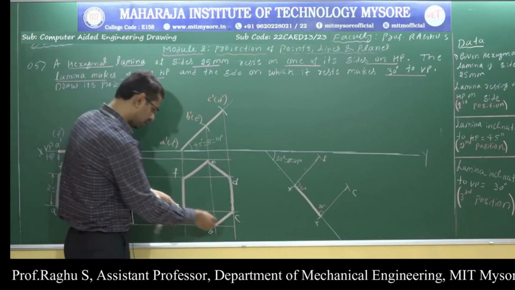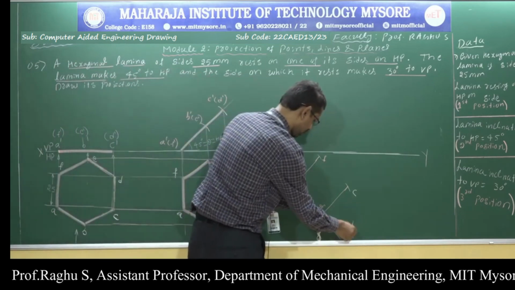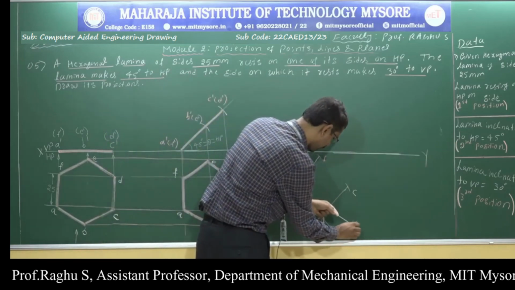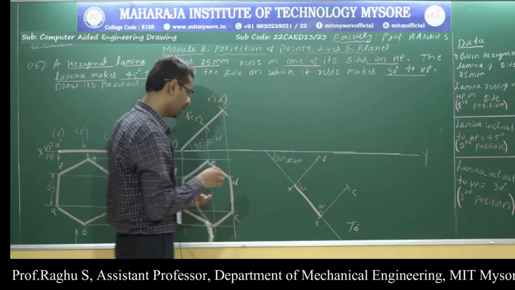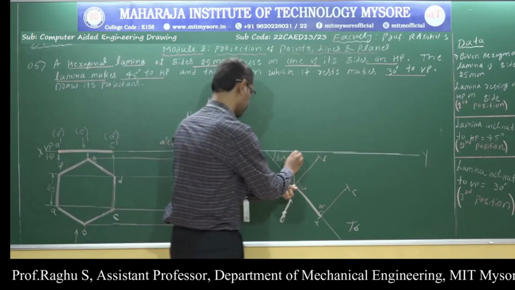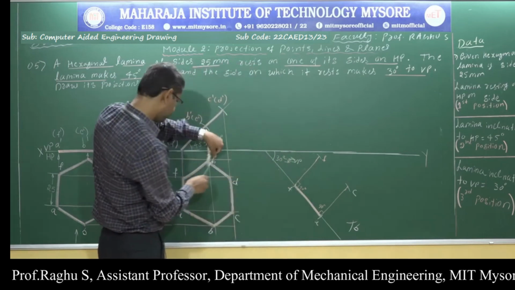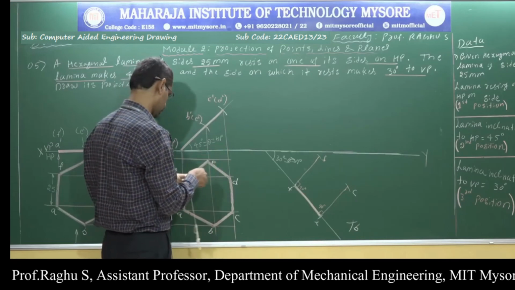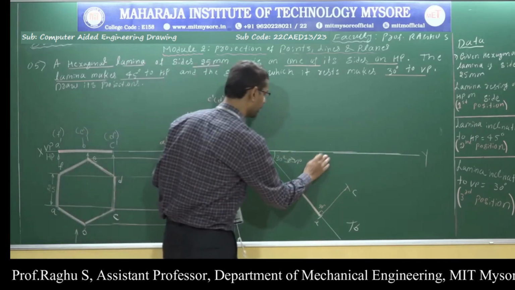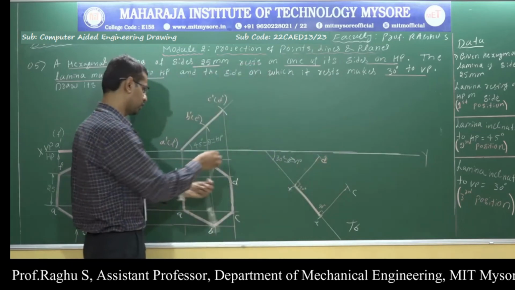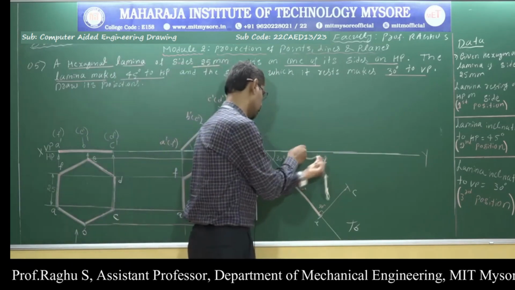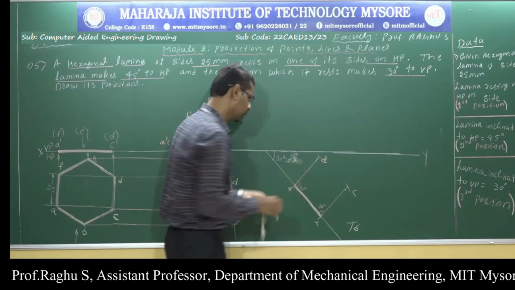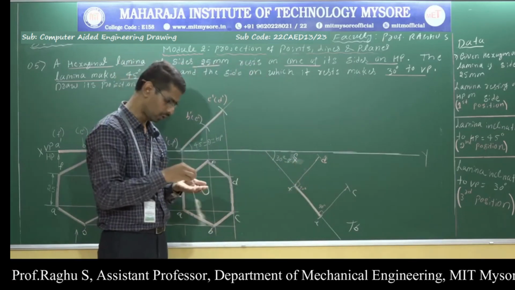Right? Next, measure the distance from A to B. This is point A. Cut an arc. Measure the distance from C to B. This is point C. Cut an arc to get point B. Next, measure the distance from F to E. Cut an arc and measure the distance from D to E. This is point D, and this is point E. Now connect all the corners.